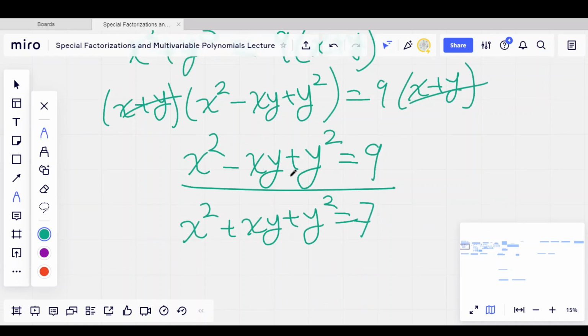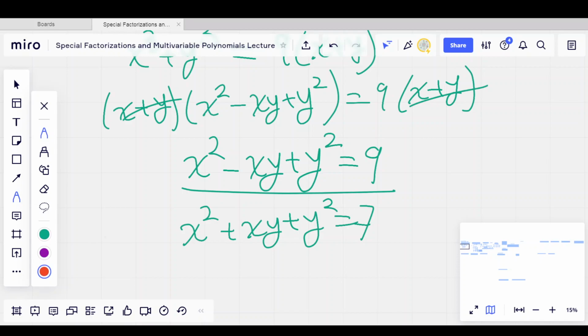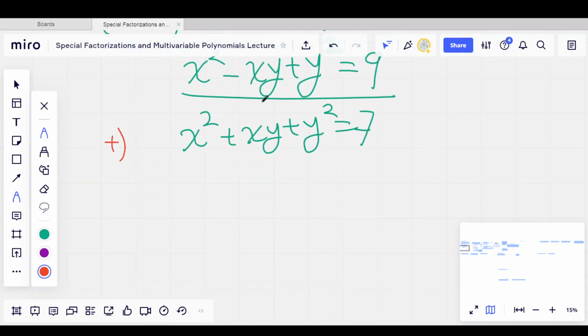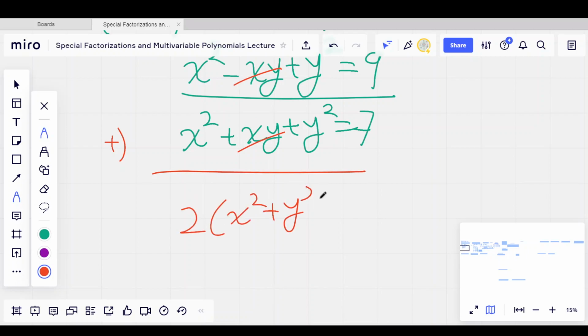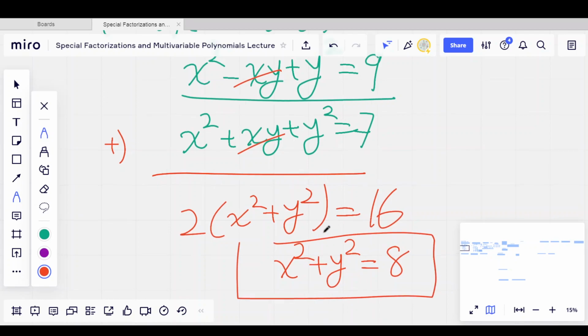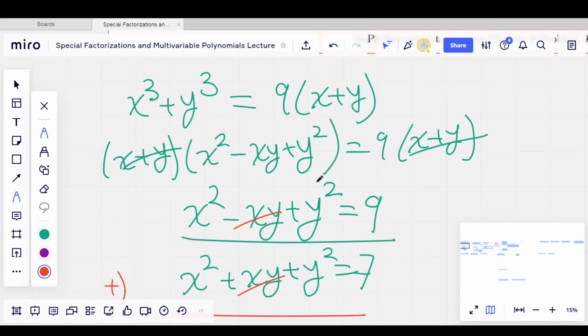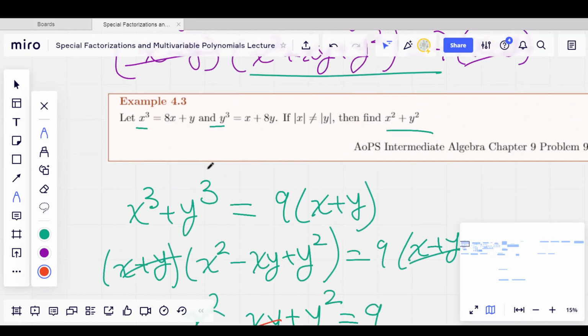From above, we can just add these two, so these xy's cancel out. 2 times x squared plus y squared is 16, and x squared plus y squared is 8. And that is our answer. So with difference of cubes and sum of cubes, you should always try to find these cubes in order to manipulate expressions to those you need, like x squared plus y squared.